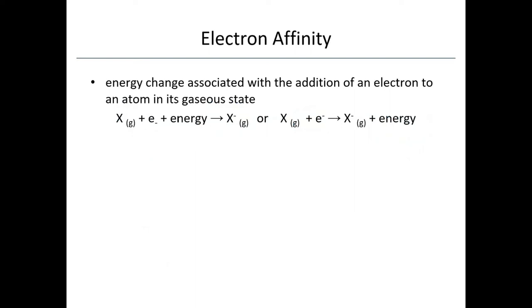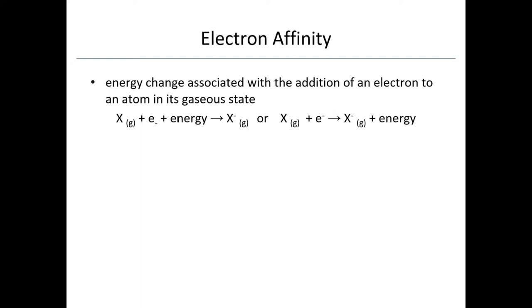The next trend we looked at was electron affinity. Electron affinity is the energy change associated with the addition of an electron. Now, we have to be careful because some atoms, when they gain an electron, we have to add energy to get them to take it on. And these are generally our metal atoms because they don't want to gain. Whereas some atoms will give us energy. These are our nonmetals because they form a more stable entity.